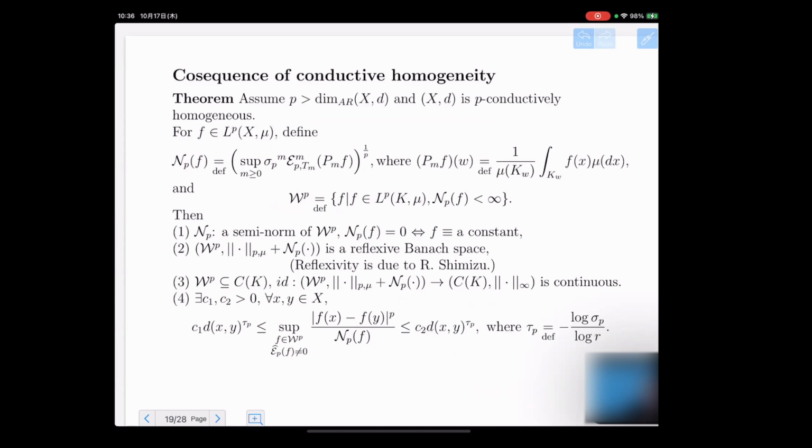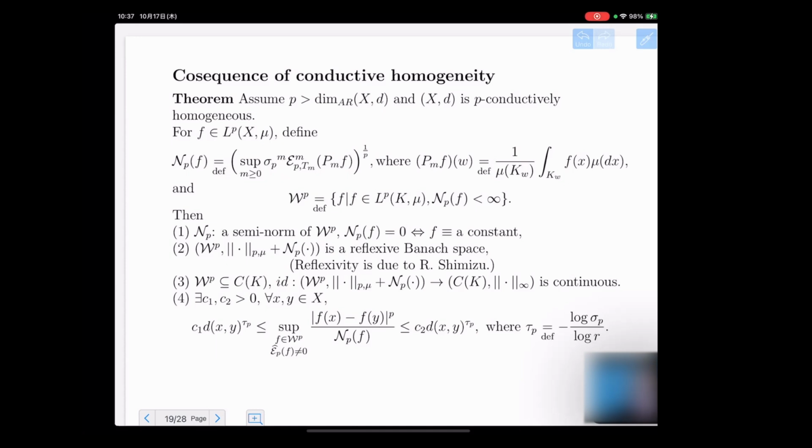Under this conductive homogeneity, in this talk I also assume that P is larger than R, the regular conformal dimension. If X is P conductively homogeneous, we have a nice space WP. The definition here is a scaled version of the discrete energy. PMF is an LP function, and PMF is a suitable discretization of function F. So this is a discrete energy, and this is a normalizing factor.